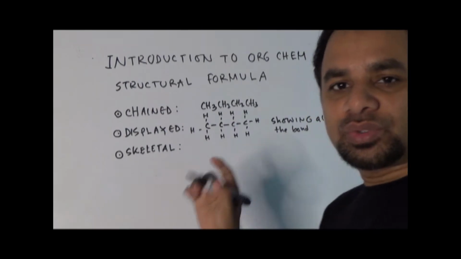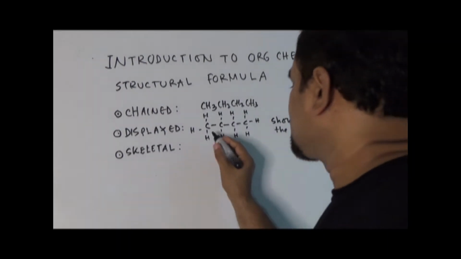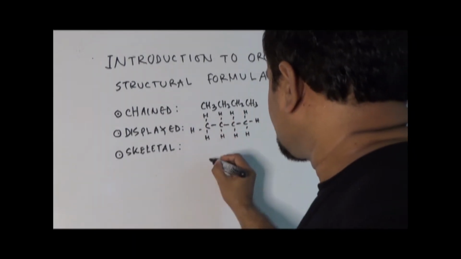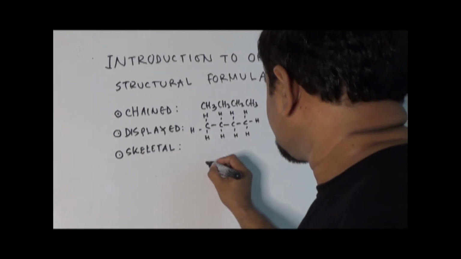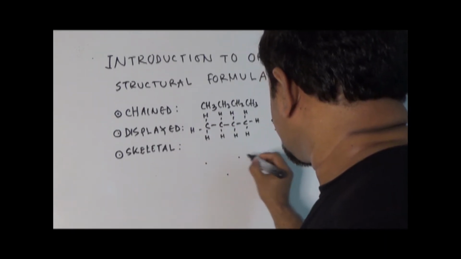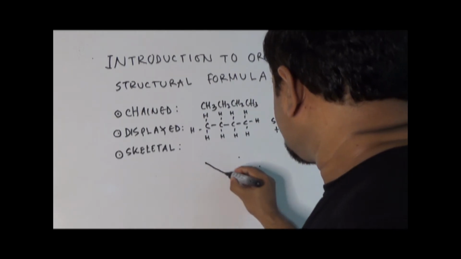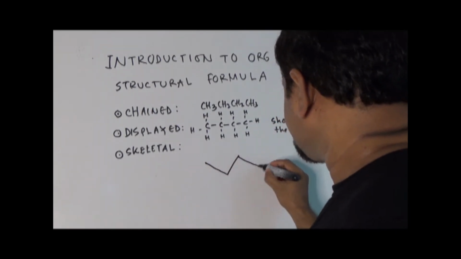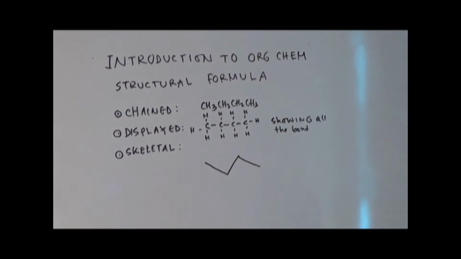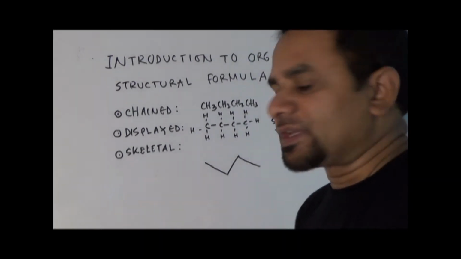Skeletal formula, actually, we show the bonds in the functional group. If we see the skeletal formula here, 1, 2, 3, 4 carbons, 1, 2, 3 and 4 corners. So this is the skeletal formula. We want to see more examples of skeletal formula.